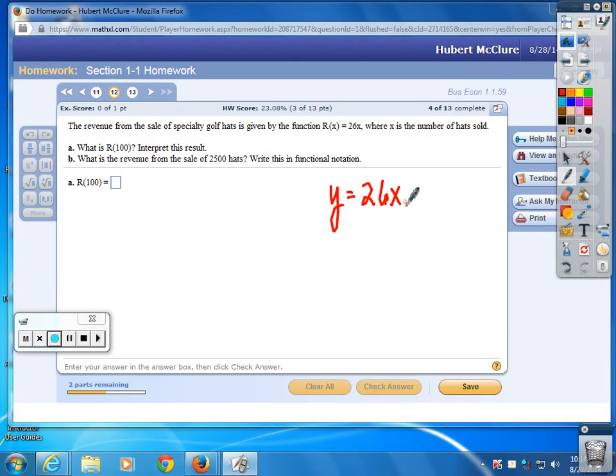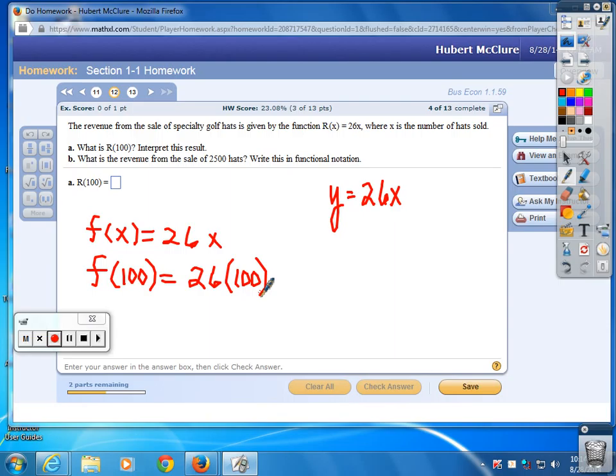What did I tell you the other day when you have f of x is equal to 26x and they give you a number in that slot right there? What did I tell you that you did with that number? Plug it in for x. Plug it in for x. So f of 100 is equal to 26 times what? And what's the answer? F of 100 is equal to 2600.